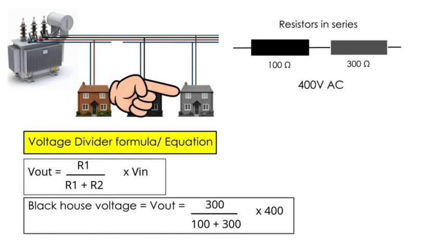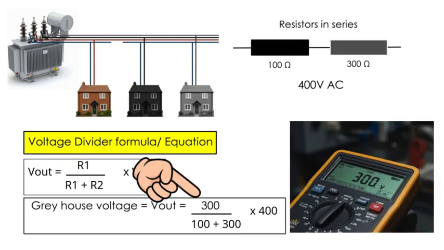Now let's repeat the formula for the house on the grey phase. To do this, we'll use the same formula. But the figure has changed from 100 ohms of resistance to 300 ohms of resistance. When you work out the new voltage, it's going to show a shot up to 300 volts at the property. This means electronic equipment will not work as it's not designed to operate at this.